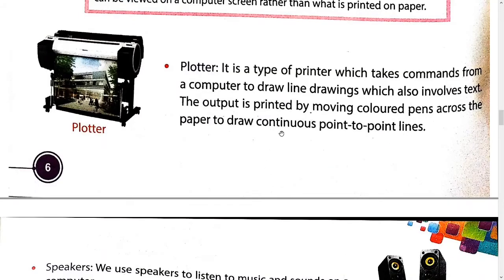Then plotter. A plotter is another type of printer which takes commands from a computer to draw line drawings which also involve text. It means it draws lines with text. The output is printed by moving colored pens across the paper to draw continuous point to point lines. That means a plotter is a device that is used for printing drawings with text also.